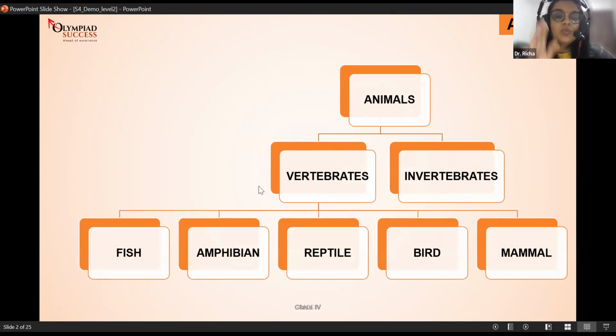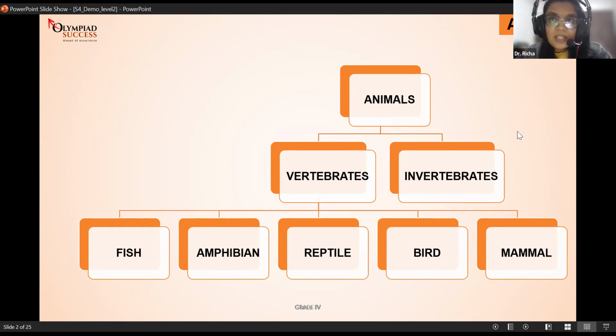And I said, if you want to classify vertebrates, you want to study their structure further. In order to make it easy, we have classified them further into these 5 categories. First is fish. Second is amphibian. Third is reptile. Fourth is bird. And the 5th one is mammal.